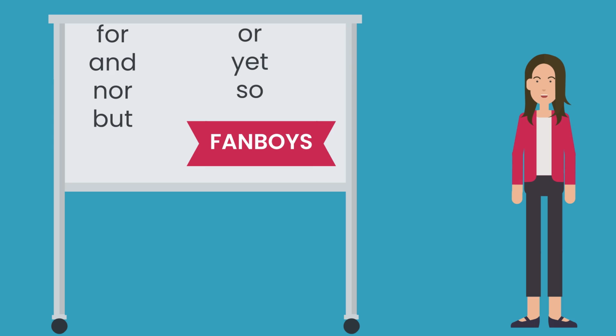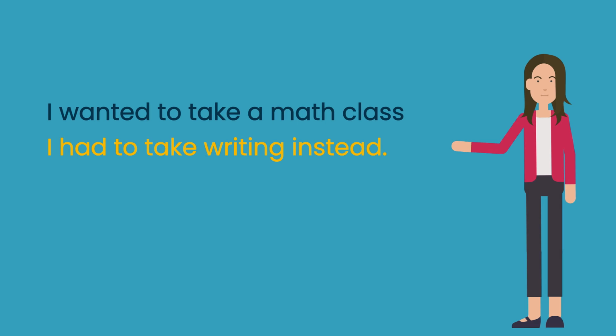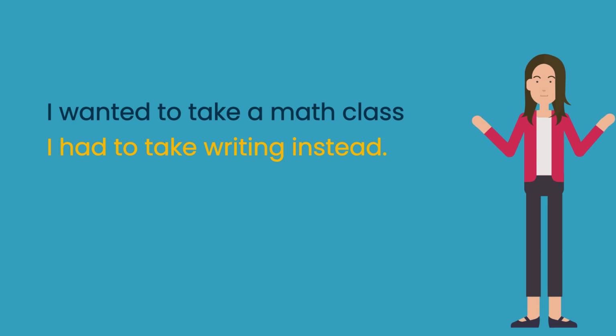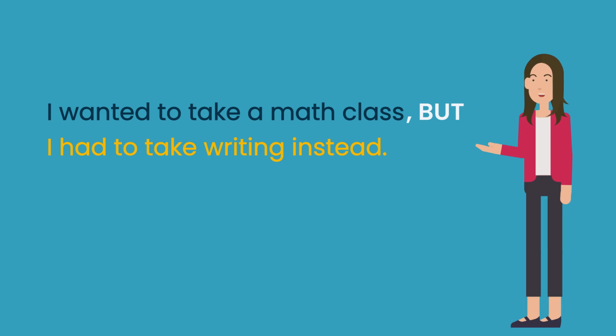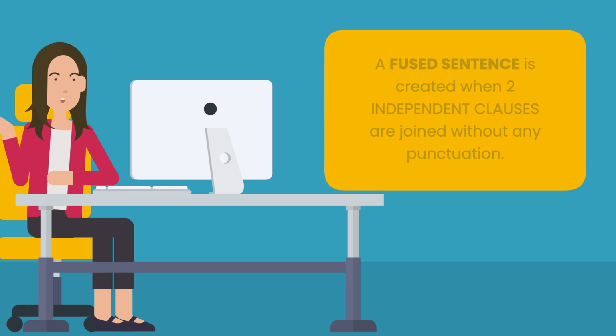Let's take another look at our example and repair the comma splice by adding a coordinating conjunction. Remember that coordinating conjunctions indicate a relationship between the independent clauses. In this case, I think choosing but makes the most sense because it shows the contrast between what the student wanted to do and what they had to do. Does that make sense?